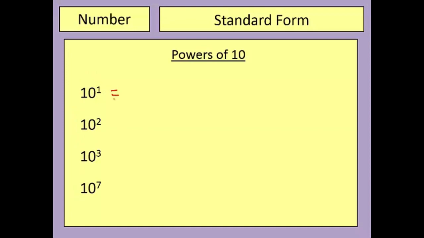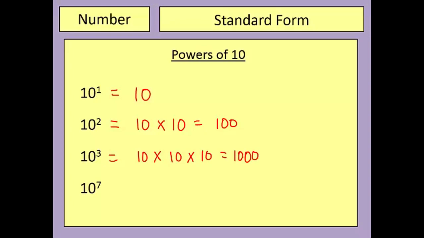10 to the 1 is simply another way of writing the number 10. 10 squared, with a 2, simply means 10 multiplied by itself, which is 100. And 10 cubed means 10 multiplied by itself, but 3 times in total, so 10 times 10 times 10. And this would give you 1000.